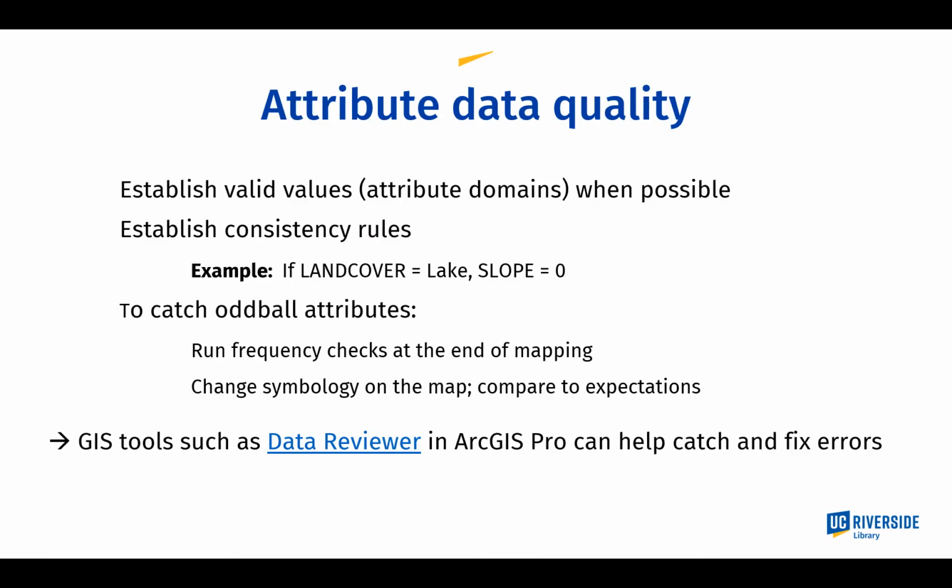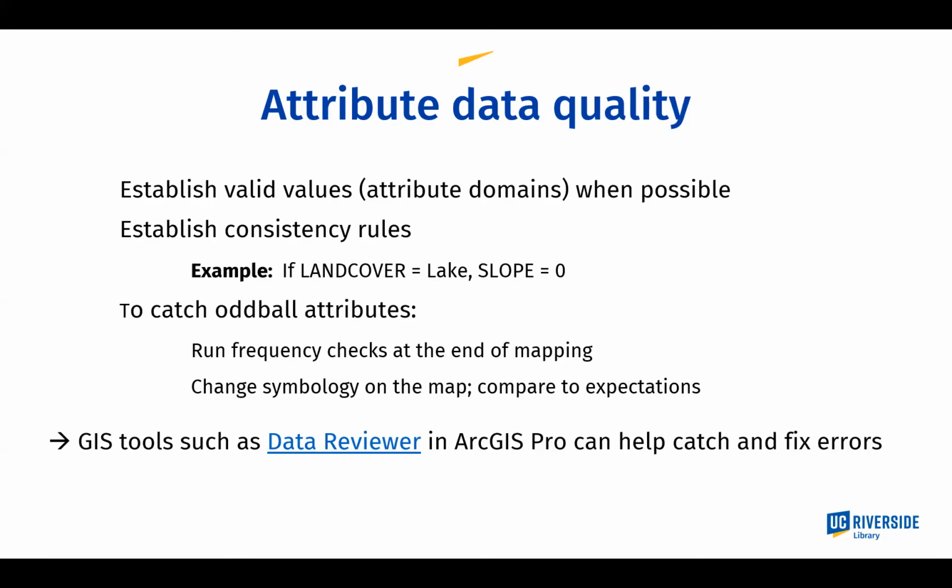Another way you can check is to change the symbology on the map. So maybe different colors assigned to different attributes, and then compare to what your expectations are. So let's talk about land cover. If you have, say, urban industrial as a category, you wouldn't expect to see that on the side slope of a mountain in Yosemite National Park, right? So that kind of thing. You can do it as a visual check just to make sure that things are making sense.